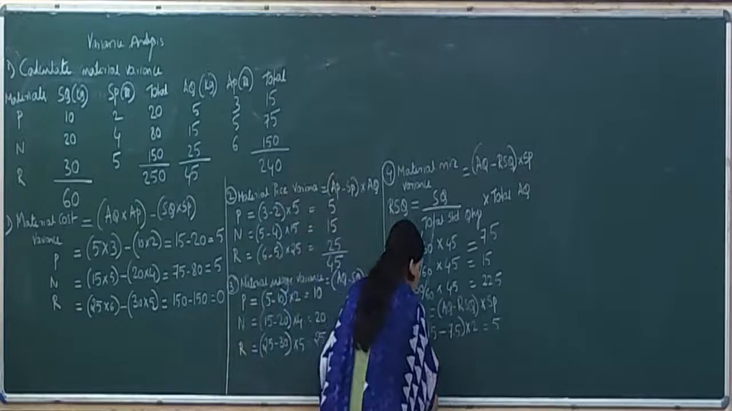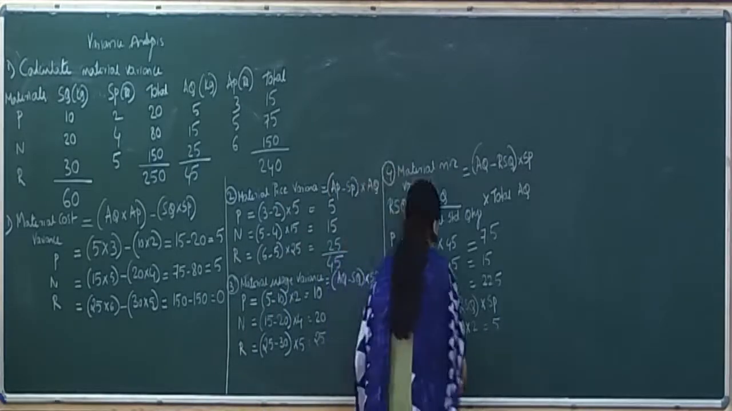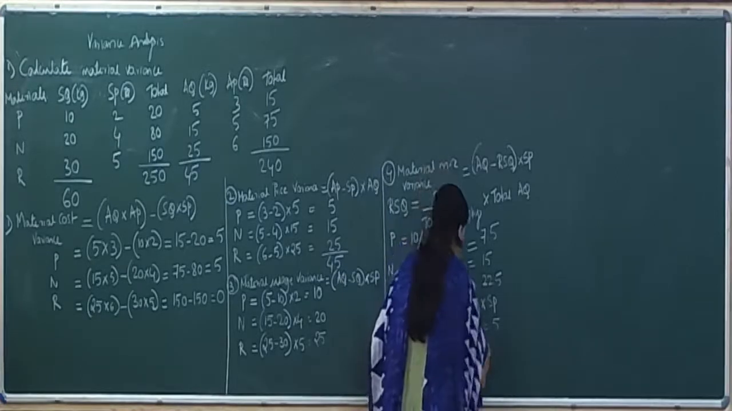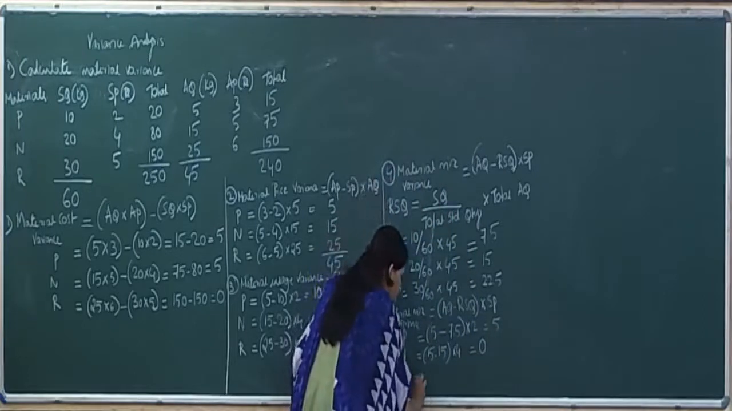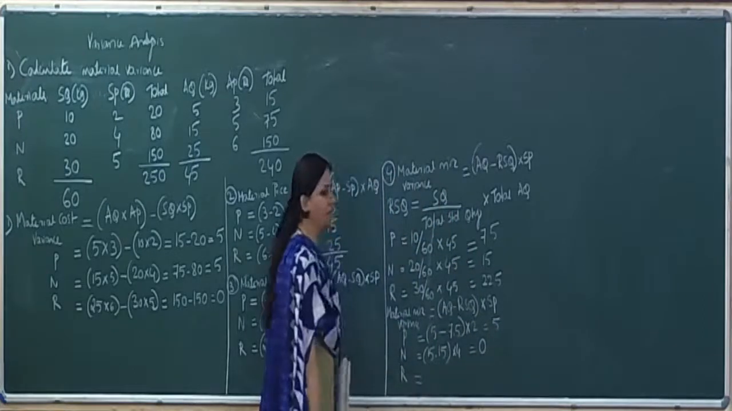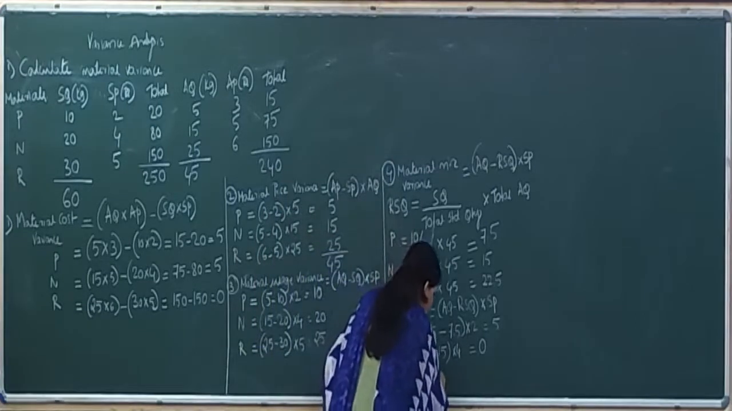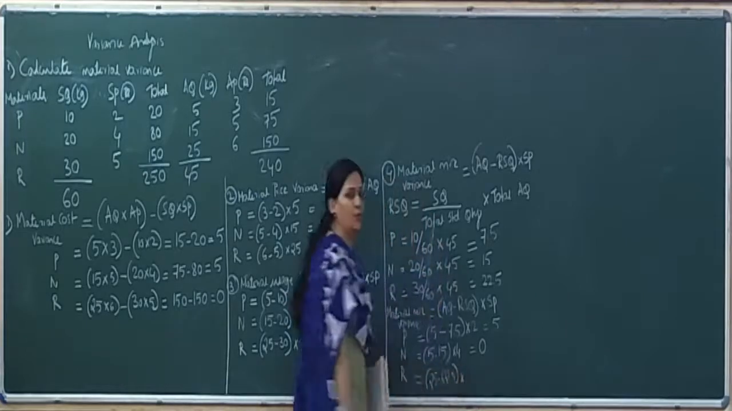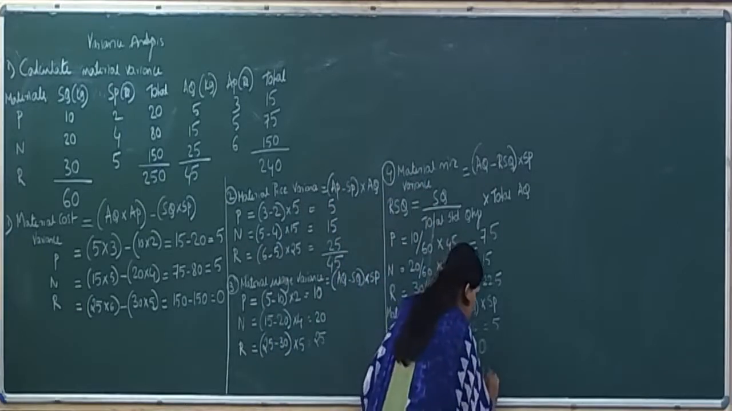Now for N, it is 15, minus 15, 40, 25 minus 22.5 into 5.